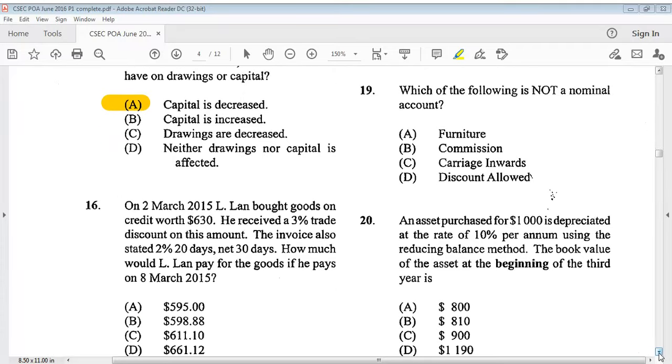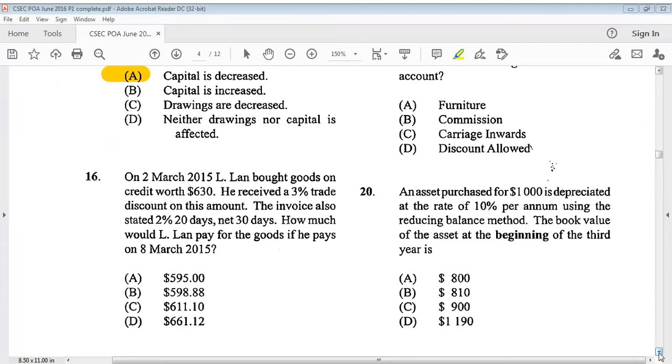16 says, on the 2nd of March 2015, L. Lan bought goods on credit worth $630. He received a 3% trade discount on this amount. The invoice also stated 2% 20 days, net 30 days. How much would L. Lan pay for the goods if he pays on the 8th of March 2015? So from the 2nd to the 8th, that's a 6 day span.